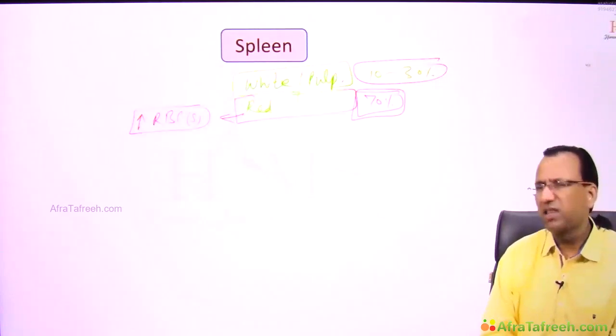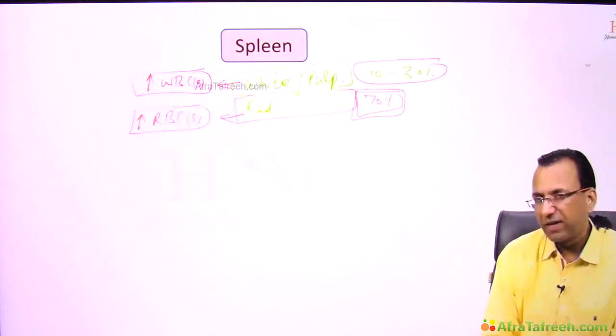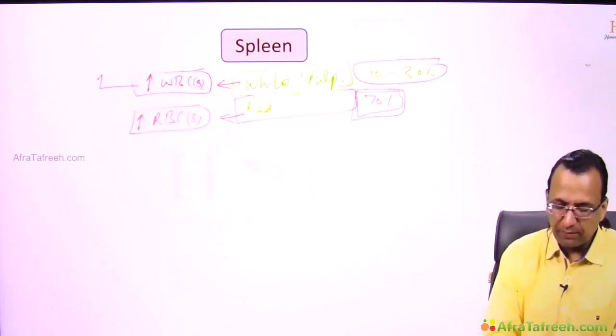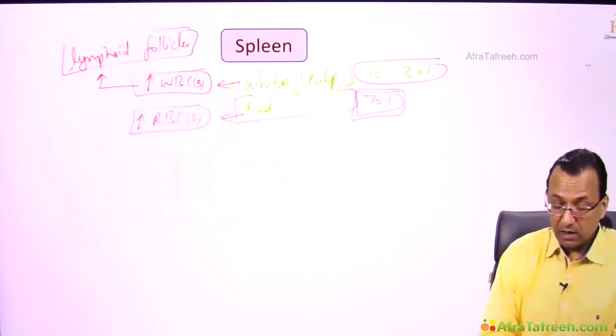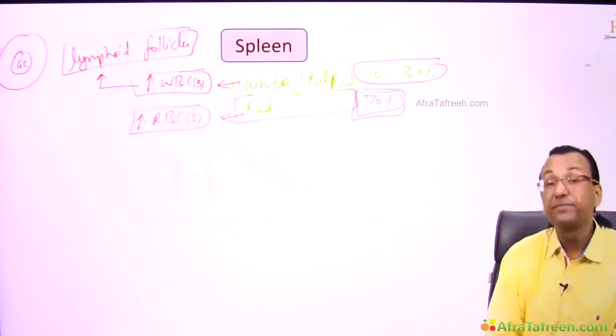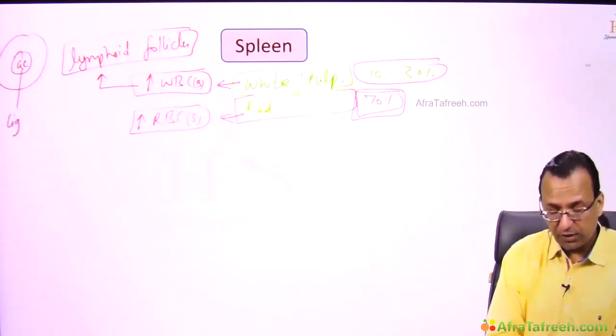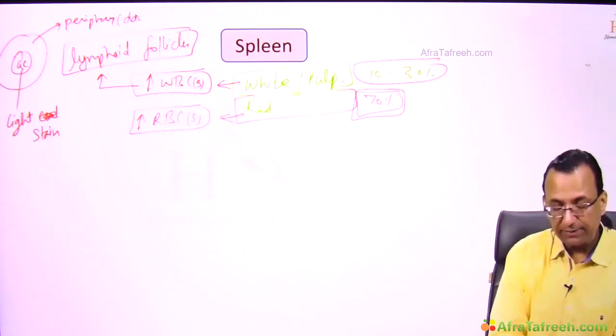But what are the other features? I can understand that if I have more WBCs, then it is white pulp, and more RBCs is red pulp. But how will I identify? Actually, white pulp is identified by looking at the lymphoid follicles. There will be lymphoid follicles having a lot of lymphocytes. In the lymphoid follicles you will find a germinal center, which is light stained. Yes. And the periphery is dark staining.